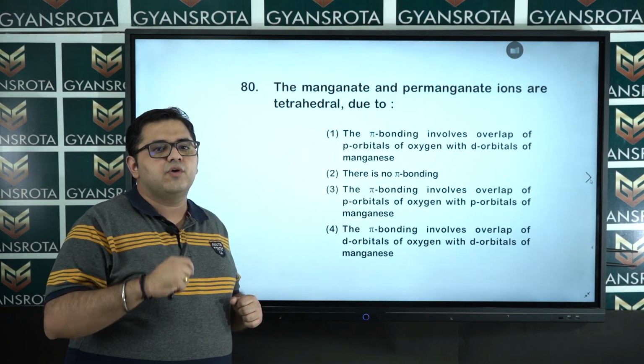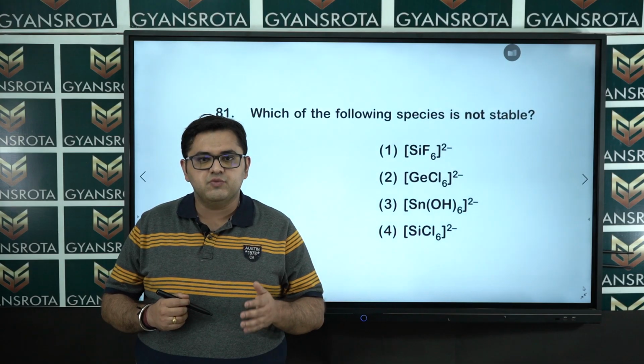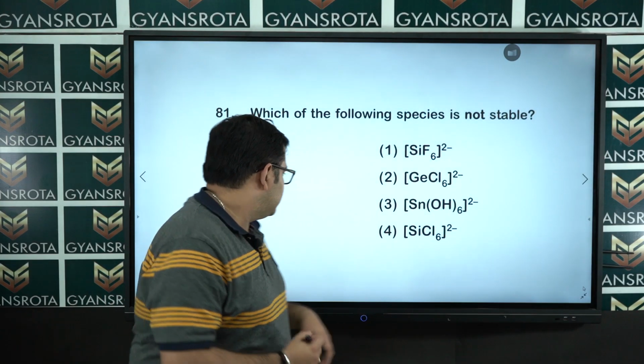Next we move on to question number 81. Question number 81 is on your screen. Which of the following species is not stable? Now let us move on to the solution.